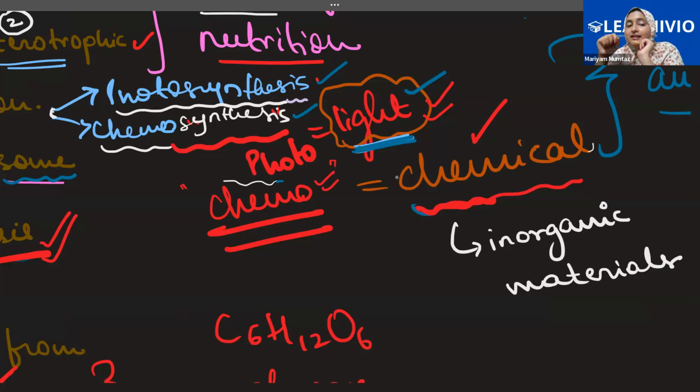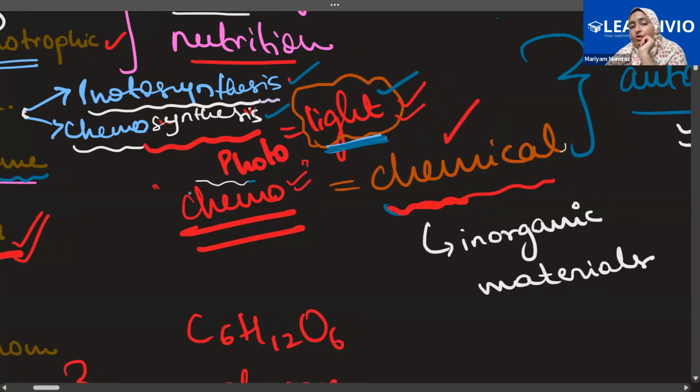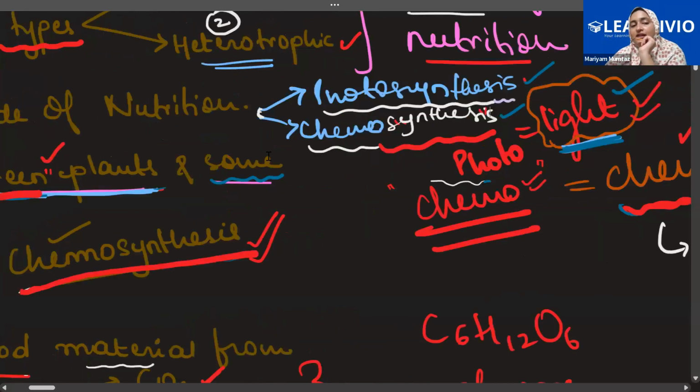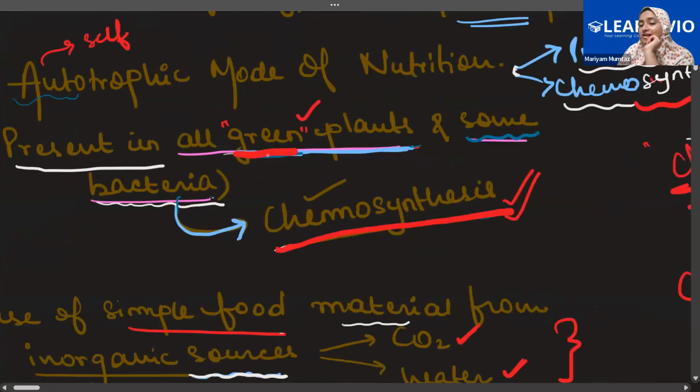Clear? Then there is chemosynthesis. The word chemo means chemical, synthesis means to make something. So, when the source of energy are certain chemical molecules or certain inorganic substances like elements, sulfur, potassium, magnesium, any inorganic substance, then that kind of autotrophic mode of nutrition is known as chemosynthesis. So do you see here? I've arrowed bacteria as being chemosynthesizers.